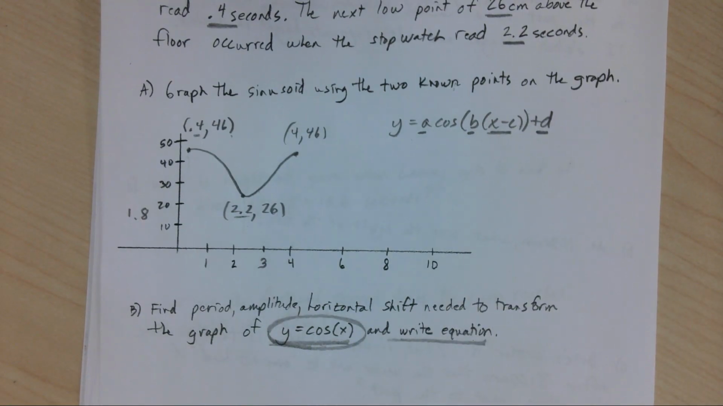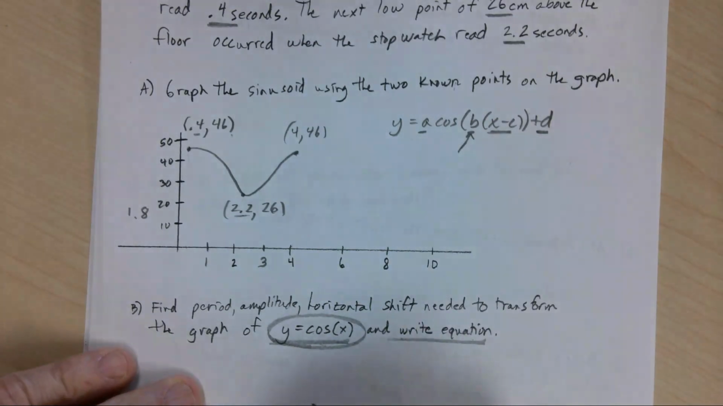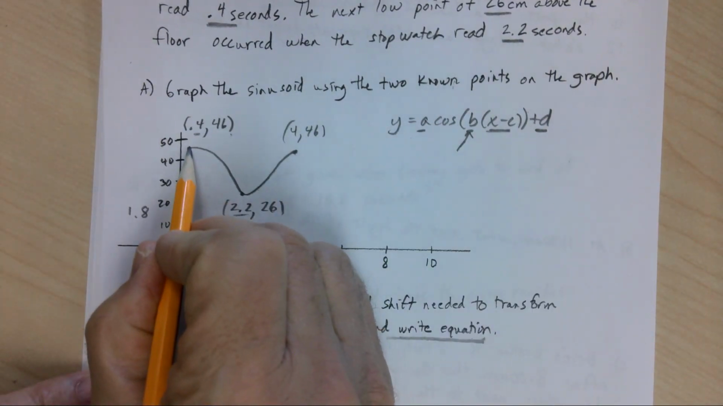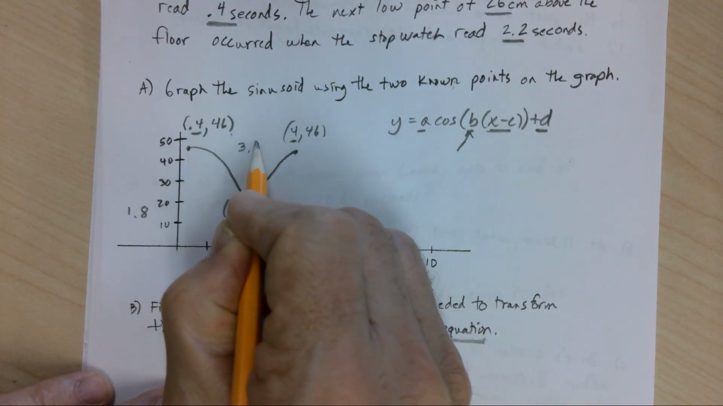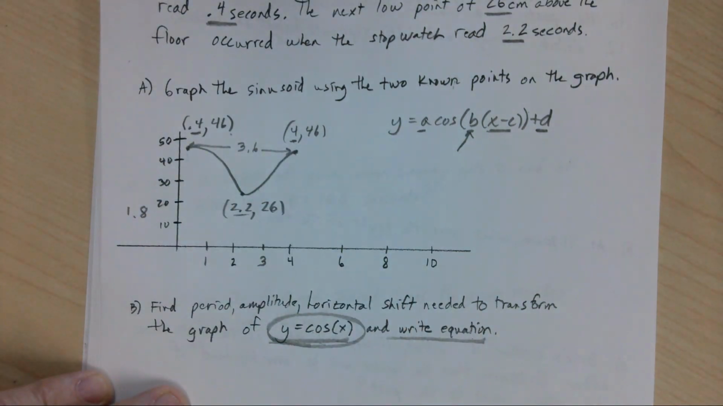So let's get started. To find B, I like to go after that first. You don't have to, but I just do. I look at the period. It takes from 0.4 to 4. That's 3.6, this cosine curve's period.